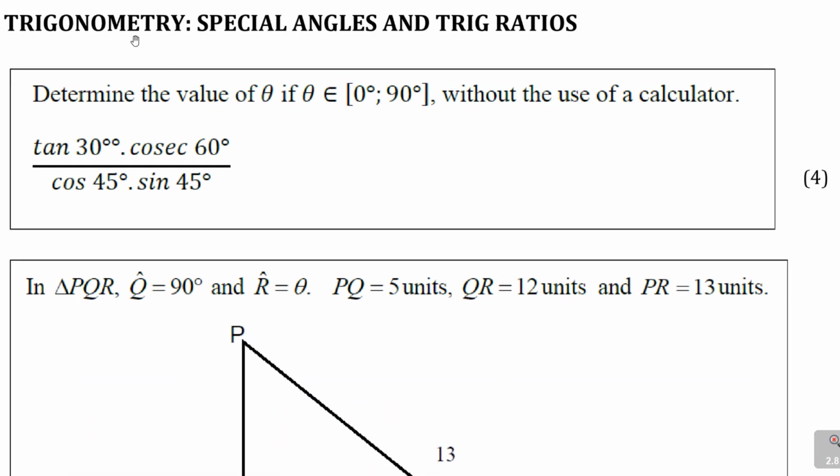It says trigonometry, special angles, and trig ratios. So this is the topic for today. It says determine the value of theta if theta is an element between 0 to 90 without the use of a calculator. So you see here, they do not want you to use a calculator. So what are they saying? They're saying you need to find the answer here, but you must use the concept of special angles.